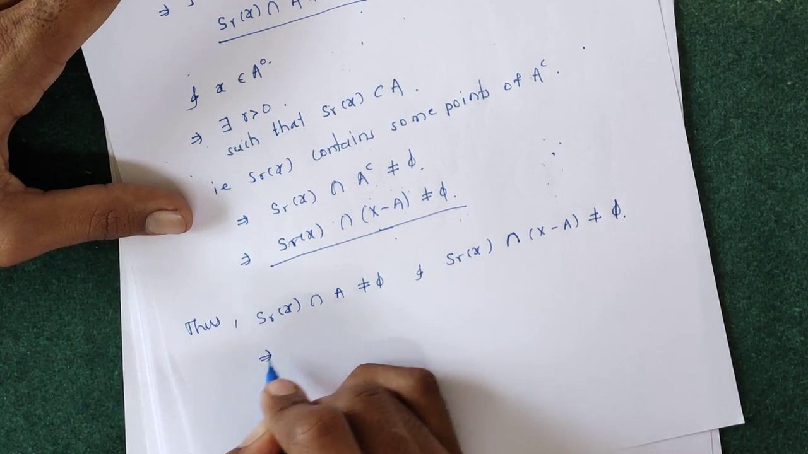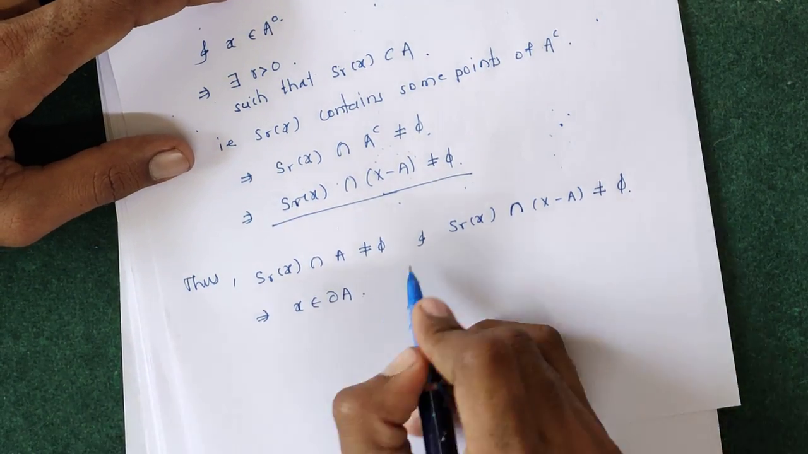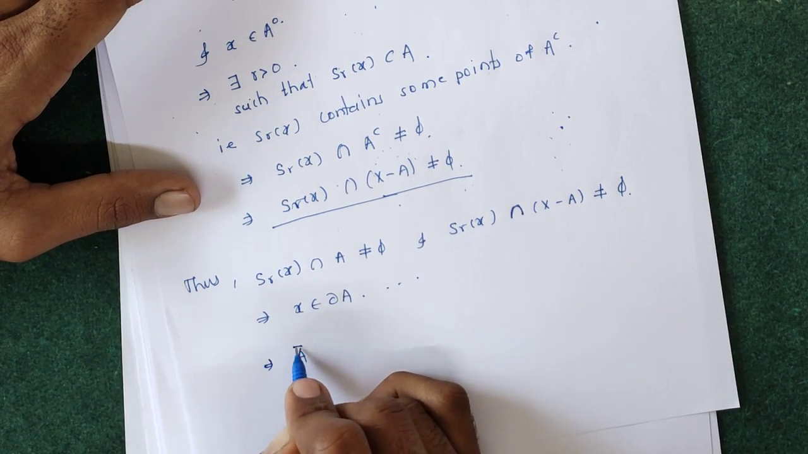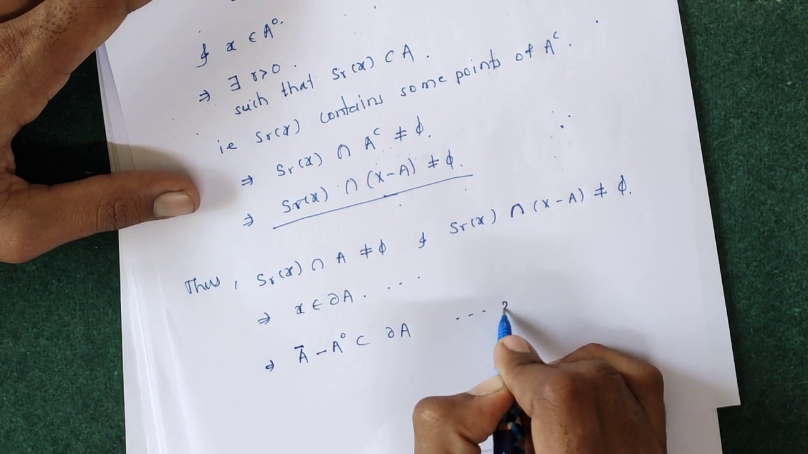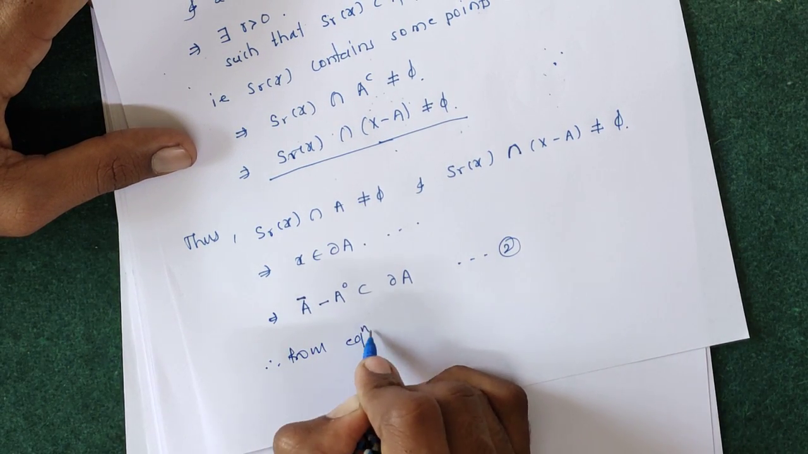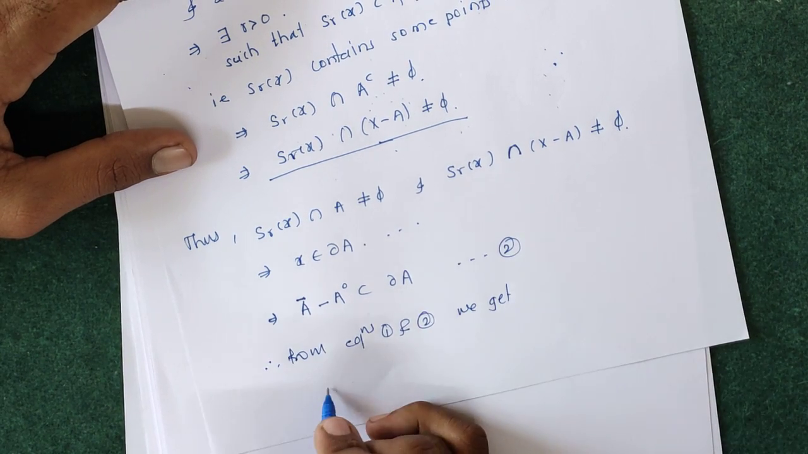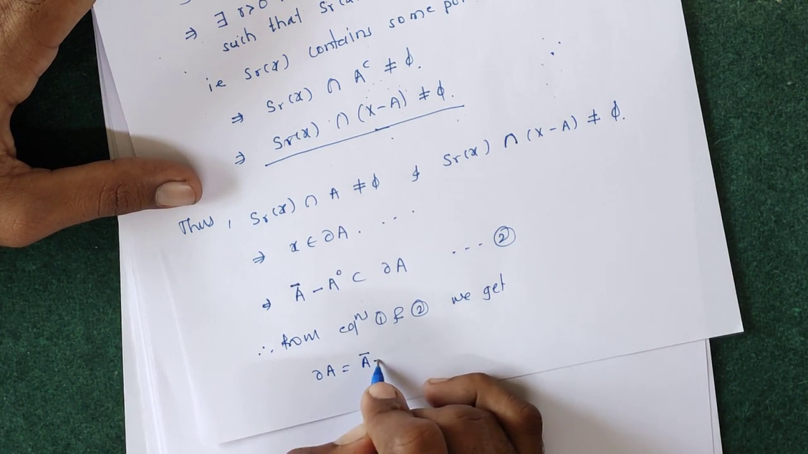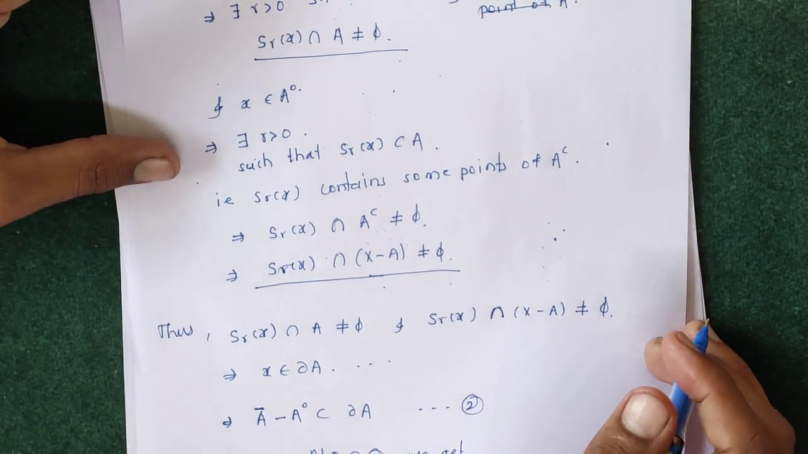This implies x is a boundary point of A, that is x belongs to the set of all boundary points. So we can write A closure minus A interior is a subset of gamma A. This is equation number 2. Therefore from equations 1 and 2 we get gamma A is equal to A closure minus A interior. This is the solution of this example.